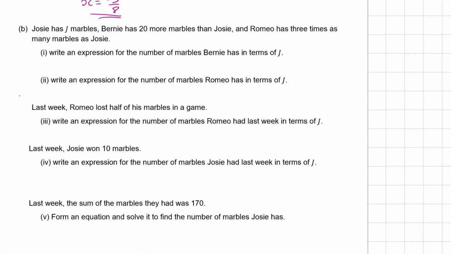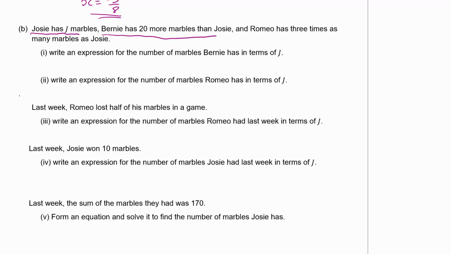We're now told that Josie has J marbles. Bernie has 20 more marbles than Josie, and Romeo has 3 times as many marbles as Josie. So we want to write an expression for the number of marbles that Bernie has. Well, he's got 20 more than Josie, so he's got J plus 20. Romeo has 3 times as many, so that's going to be 3J.